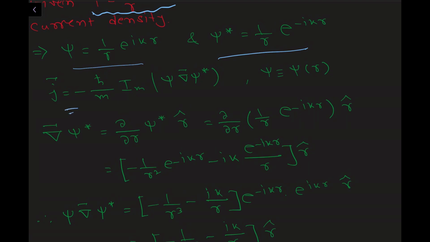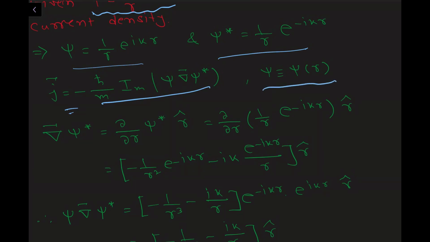Now j is given by minus h cut by m imaginary part of psi del psi star. We are using this short formula. The purpose of deriving this short formula is that while calculating j using the normal expression, we have to calculate two derivatives. Here we have to calculate only one derivative. Our calculation becomes simple.